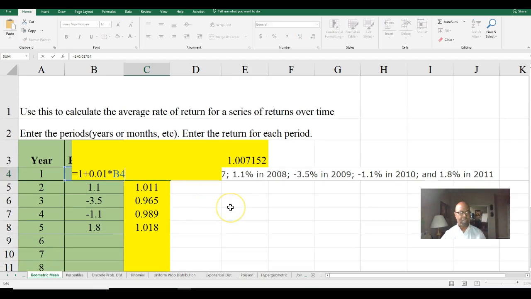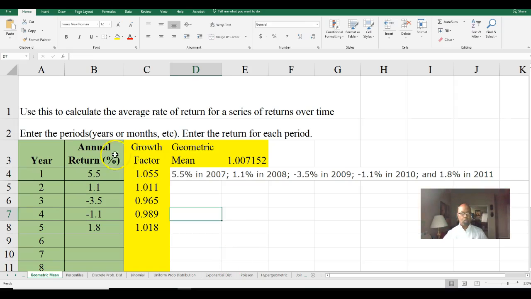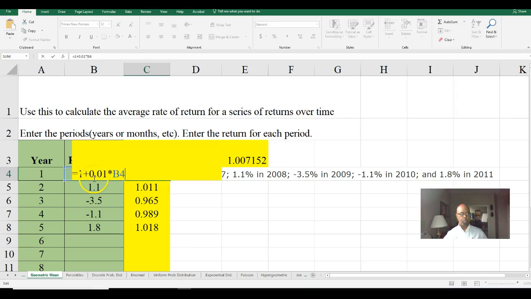The spreadsheet automatically calculates what they call a growth factor. The growth factor is simply 1 plus 0.01. So for each annual return, there's a corresponding growth factor that's calculated. And that growth factor is simply 1 plus 0.01 multiplied by the annual return percentage. That is the growth factor.